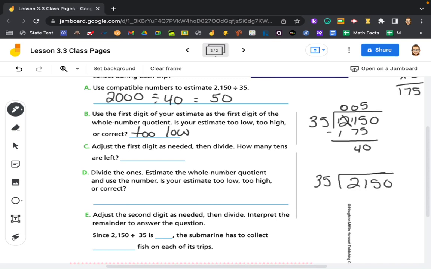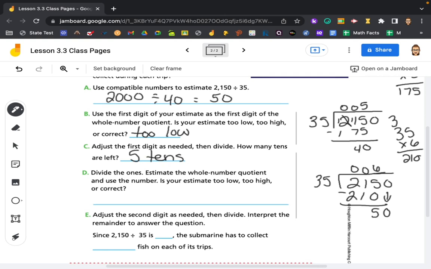So if 5 is too low, we're going to then use 6. So we're going to do 35 times 6. So we have 30, then 18, 21, so 210. We subtract, we get 5. So there are 5 tens left over. Bring down our 0. So divide the ones, estimate the whole number quotient, use the correct number.